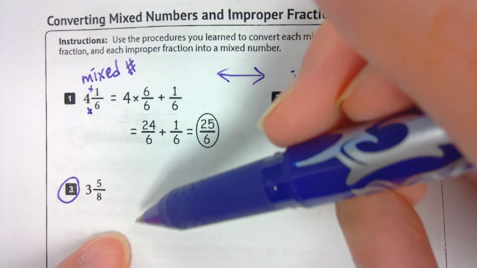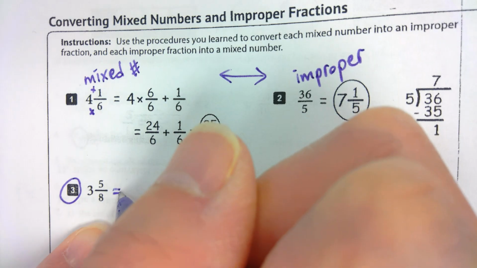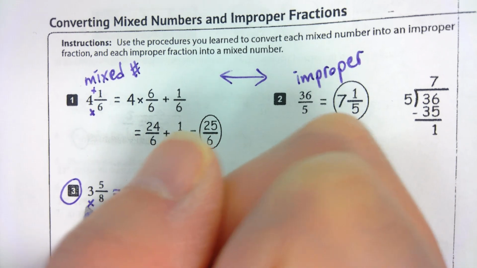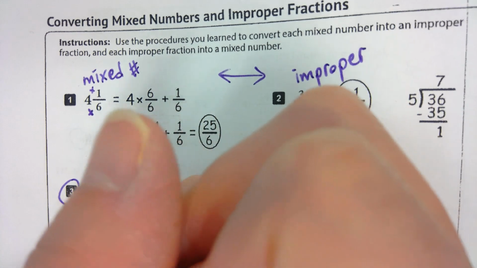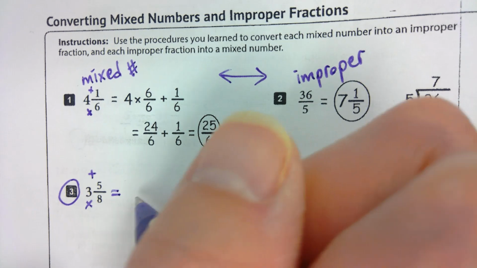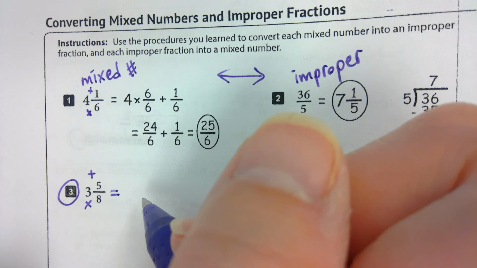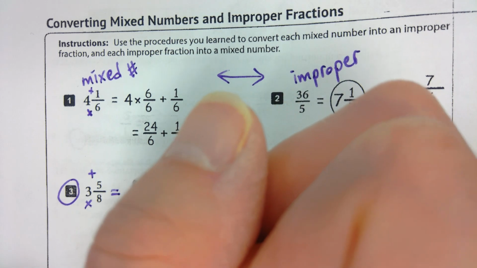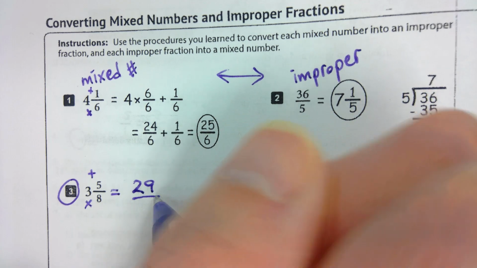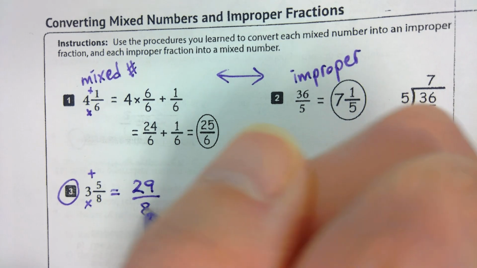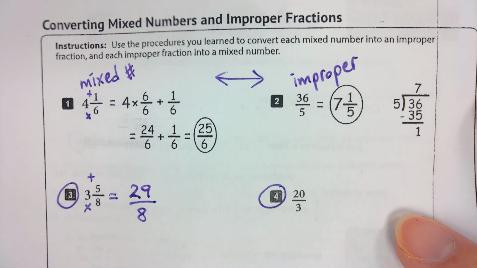Let's do an example together. For this one, who can help me? I multiply and then add. Farhan? Yep. 3 times 8 is 24, and then plus 5, which is 29. And what's my denominator? 8. That's it. Done. All right, nice and easy.